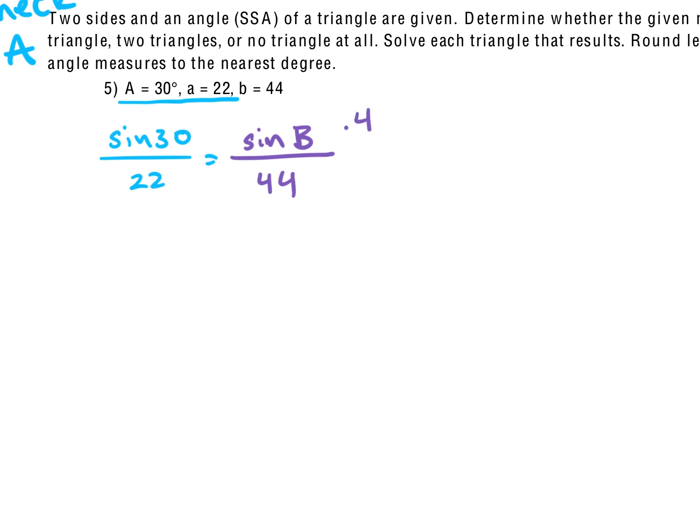Here we can multiply both sides by 44. So it cancels out there. And then I'm going to put this into my calculator. 44 times sine of 30 divided by 22. What do we get?